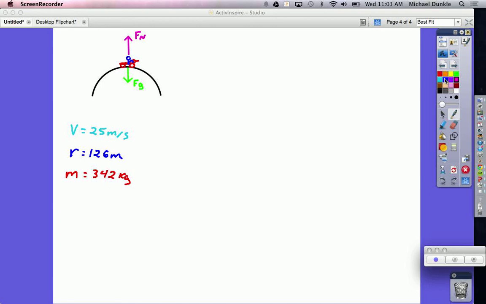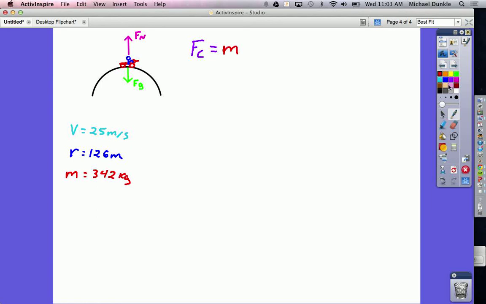First thing, and easiest thing to probably solve for, is the centripetal force acting on the motorcycle, the total centripetal force. The equation I'm going to choose for that is mv squared over r, because those are the variables that I happen to have, so it makes it pretty handy to use that equation. All I have to do is plug in the numbers.